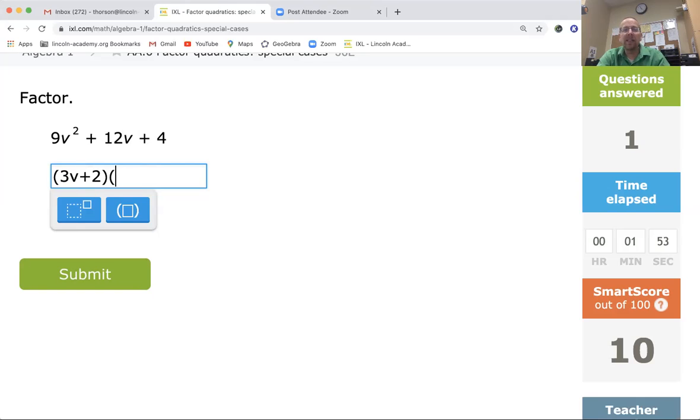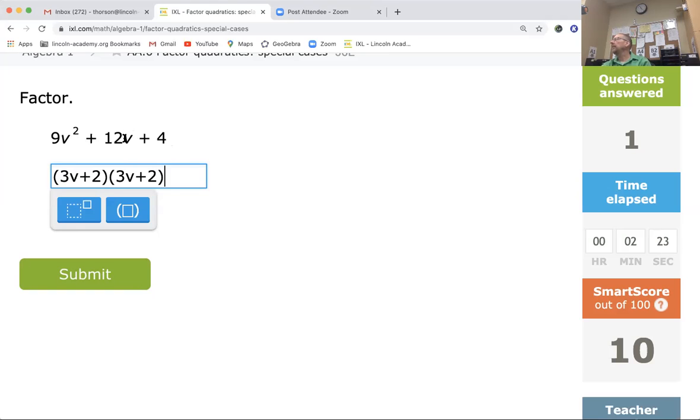But this time, instead of doing 1 plus 1 minus, you do them both plus. And the reason you do, 3v, because the 2 times the 2 gives you the 4, those two end terms. The two first terms, 3v times 3v gives you the 3v squared. And your two middle terms, that 3v times the 2 is a 6v, and you get 2 of them, and 2 6v's add up to 12v.